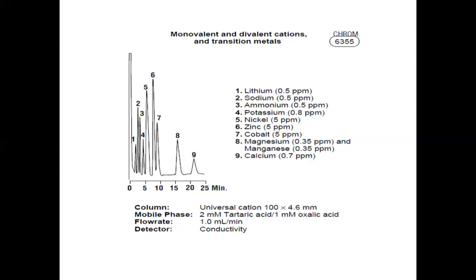So all these multivalent species including transition metals can be separated. And one of the interesting parameters here is the concentration. You can look at the concentration, only 0.5 ppm, 0.5, 0.8, 5 ppm, 0.35 ppm, 0.7 ppm. No other such highly sensitive analytical technique is available for the separation of these species, because these species are colorless.